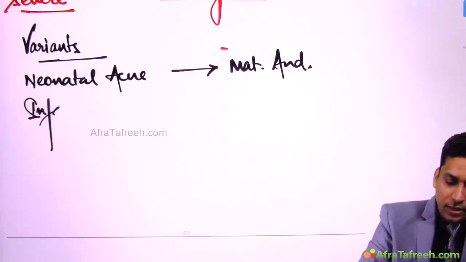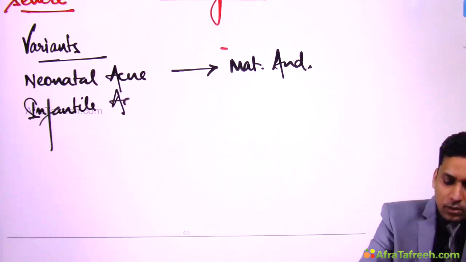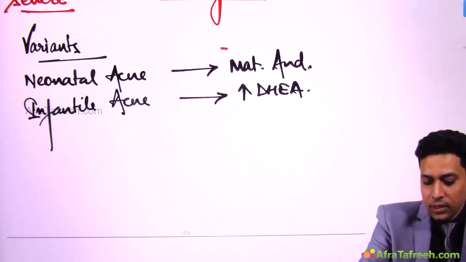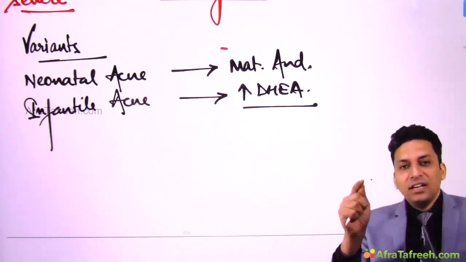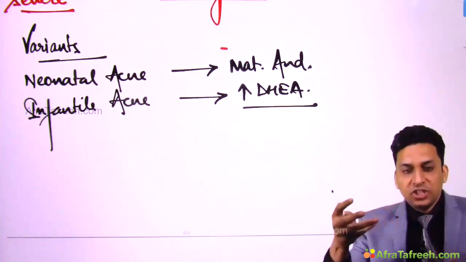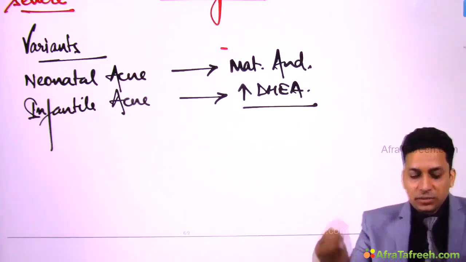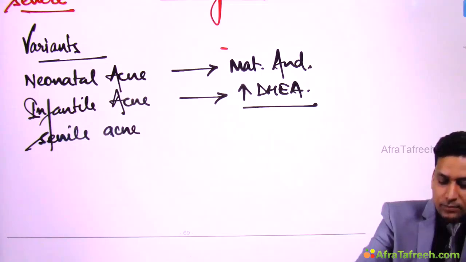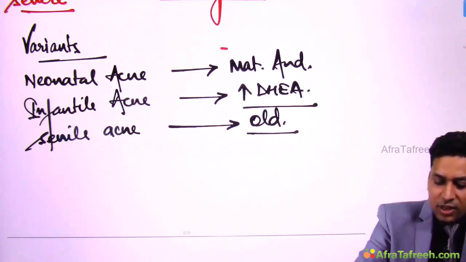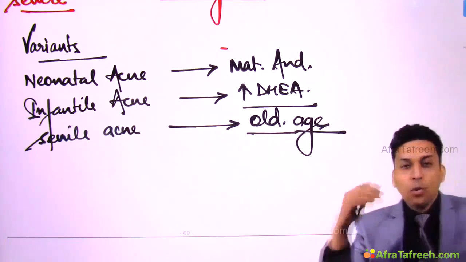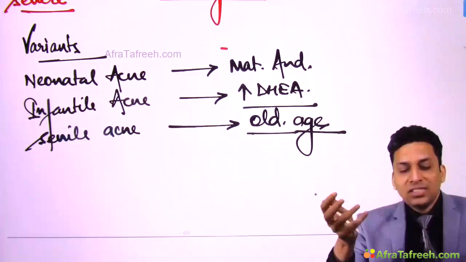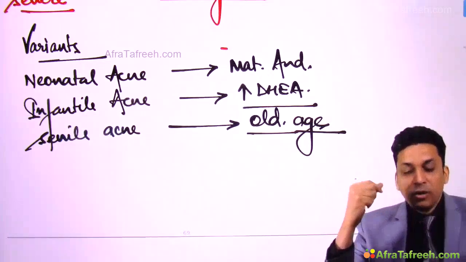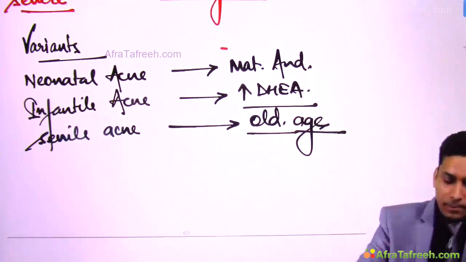Then infantile acne. Infantile acne is due to increased DHEA. What happens is that the immature adrenal glands of the infant start secreting more DHEA, due to which this type of acne lesions might be formed in the infants. Then senile acne. As is obvious from the name itself, this is commonly seen in old individuals. Due to solar elastosis and excessive photo damage in old age, they start developing comedone-like lesions over the face. These are known as senile acne.